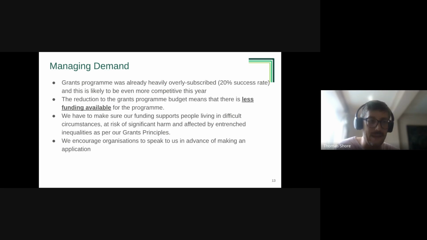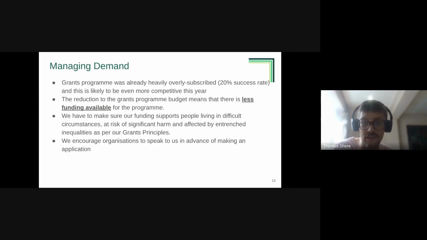Just to say, we're expecting the programme to be very popular this year. In previous years it has been heavily oversubscribed. We've generally had a 20% success rate, and we're expecting it to be more competitive this year. There's been a reduction to the grants programme, which means there's less funding available. We've had a roughly 35% cut to the grants funding programme this year, which has informed why we designed the programme the way we did, to make sure that we're trying to meet needs as best as possible with less money available.